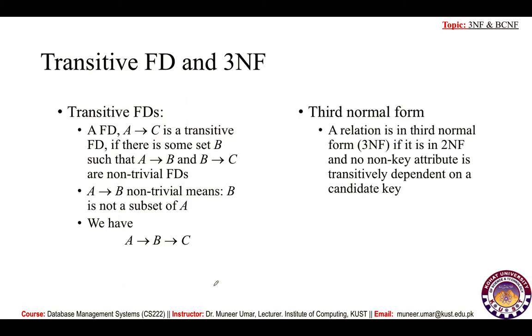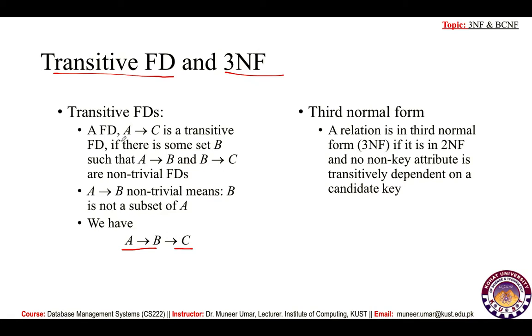Now we have a third normal form. For third normal form, we need transitive functional dependency. We have already studied this topic in our previous lectures. If we have three attributes A, B, and C, if A is determining B and B is determining C, then we can say that A will also determine C.